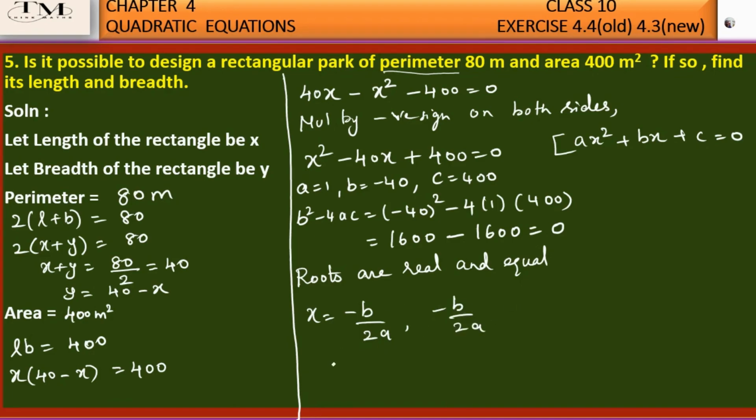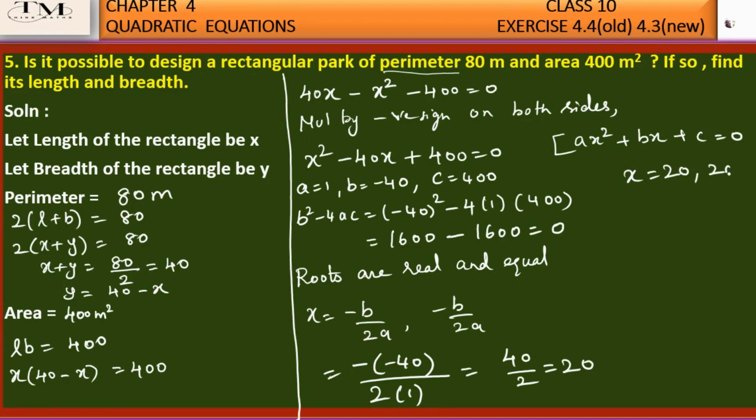So what is b by 2a? Minus b. What is the value of b? It is minus 40 divided by 2a. A is 1. So minus into minus is plus. 40 divided by 2, which is equal to 20. So we get x is equal to 20 comma 20.